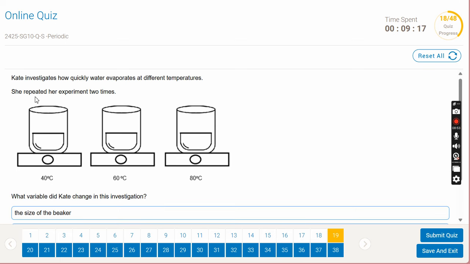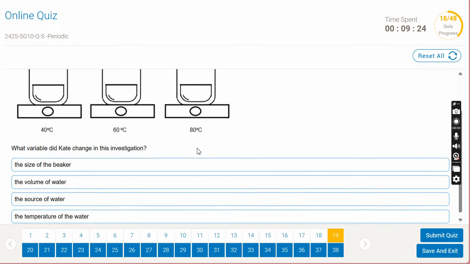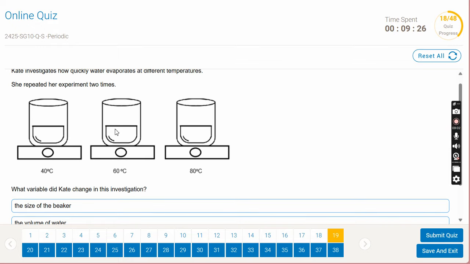So here you can see, Kate investigates how quickly water evaporates at different temperatures. So you can see the flasks are all the same. The water inside is all the same, right? He repeated the experiment twice. Why? So he can be more sure about the experiment.